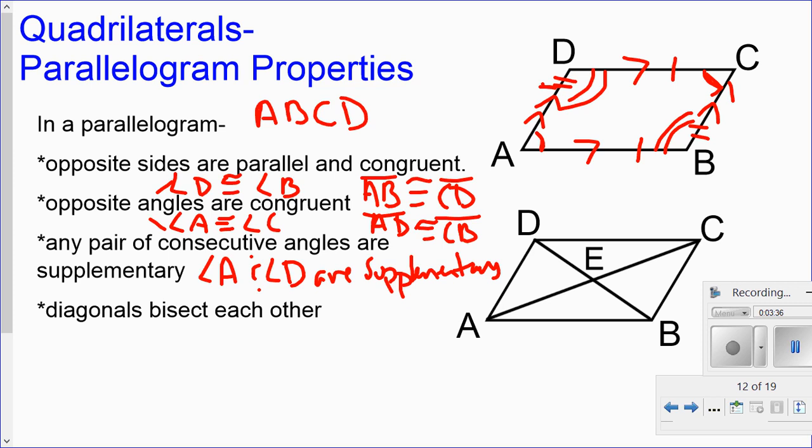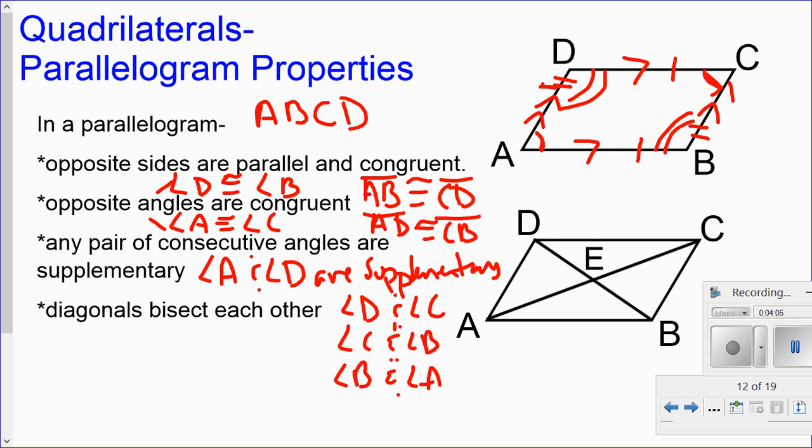Similarly, angle D and angle C. And C and B. And B and A. Okay, so all those are going to be supplementary. Now, before we move on to the last piece of information about parallelogram properties, I want to talk about why it is that the consecutive angles are supplementary.